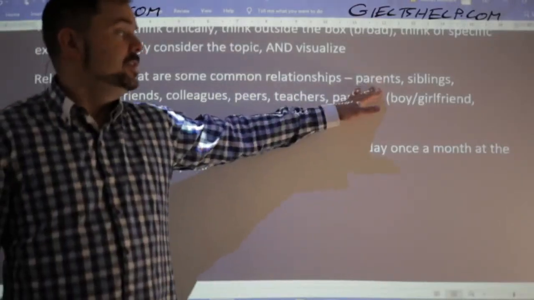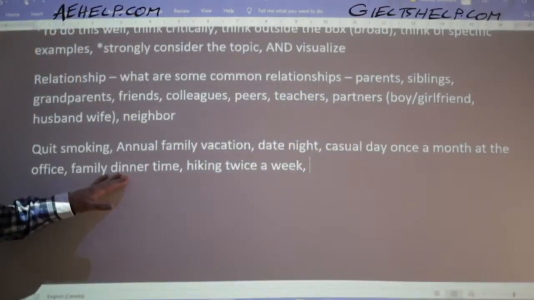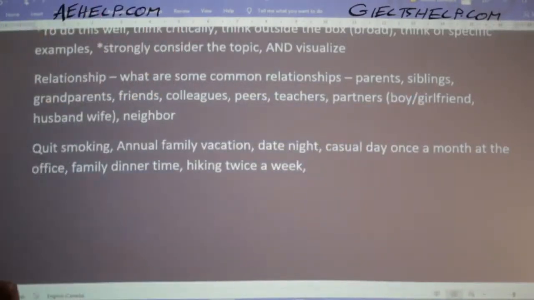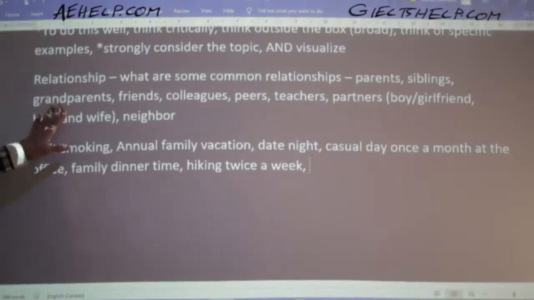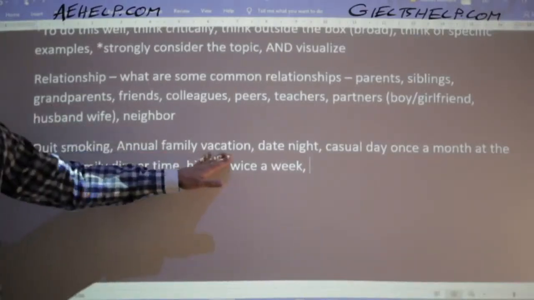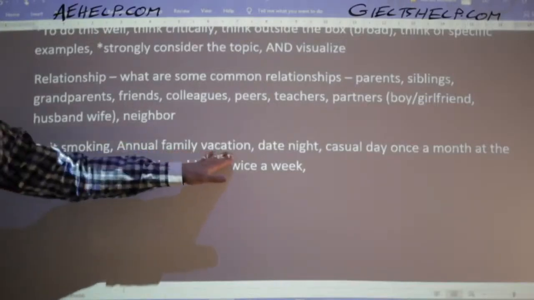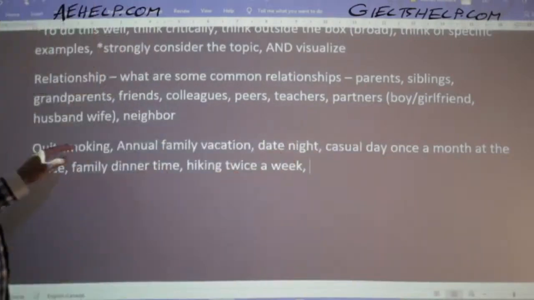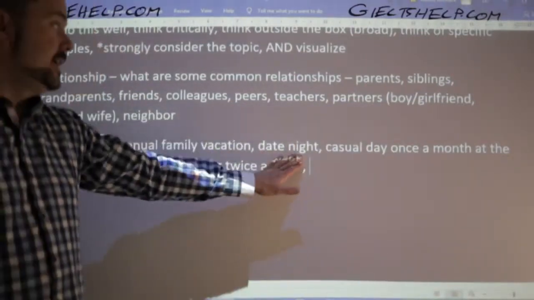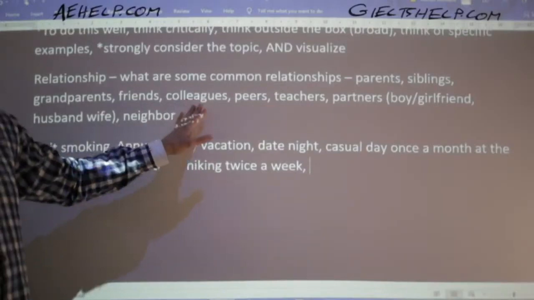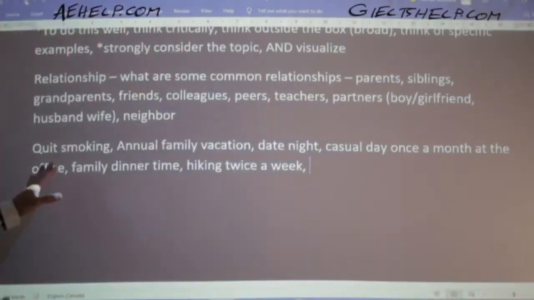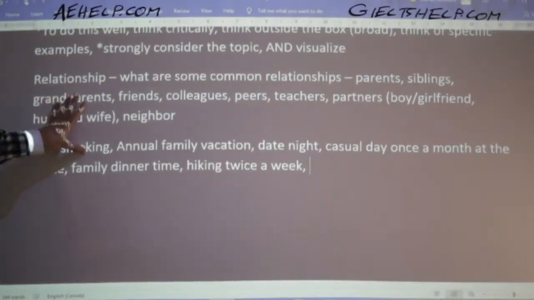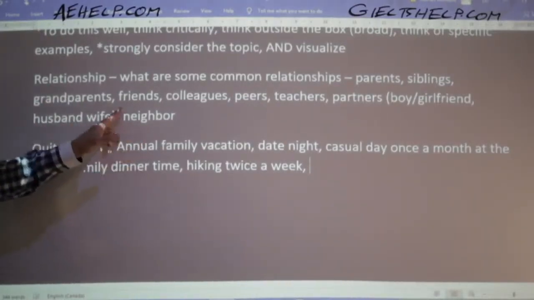So parents, I could do something like family dinner time. Siblings, we could do something like going for a hike twice a week. Grandparents, we could do annual family vacation or annual family party. Okay. For partners, boyfriend, husband, we could do date night. For colleagues, we could do casual day once a month at the office. Okay. So clearly, for the neighbor, what could we do?